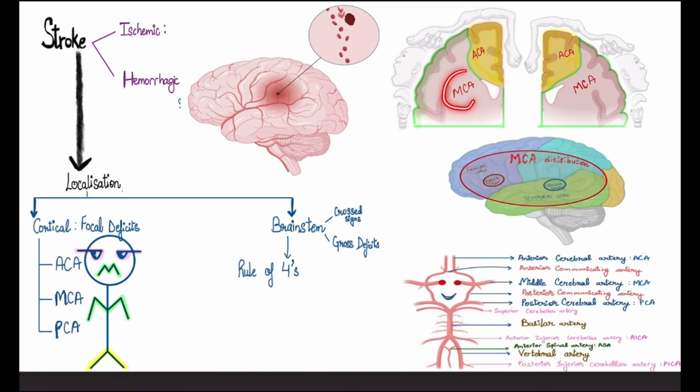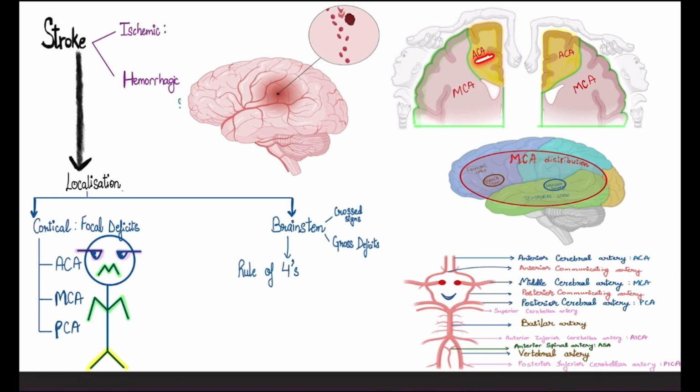Now, MCA has a huge territory, as you can see. This is supplying the arms, it's also supplying the face. So, of course, there will be contralateral paralysis and sensory loss in the face and the upper limb. Moreover, Broca and Wernicke, the two speech areas, also fall in the MCA territory only. So, aphasia will be seen if there is stroke of the dominant, which is usually the left hemisphere, and hemi-neglect will be seen if the non-dominant or the right hemisphere is affected.